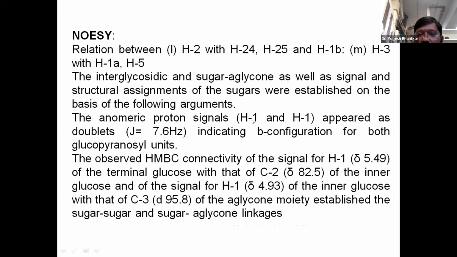The anomeric proton signals H1 and H1 appear as doublets, indicating the beta configuration of both glucopyranosyl units. And with these HMBC signals, we can also find the linkage of both sugars with the help of the HMBC connectivity signals. And from chemical shift values, we can conclude that both sugars are glucose.